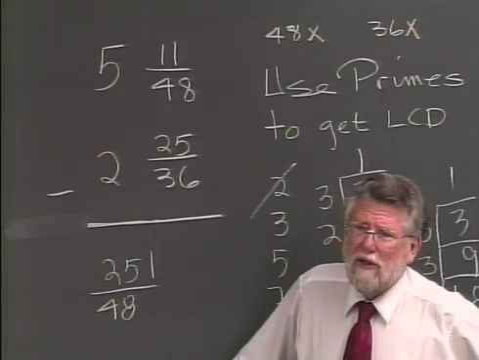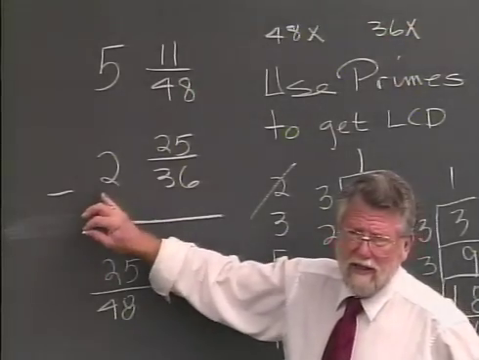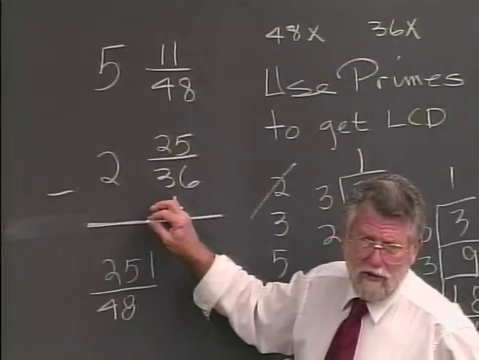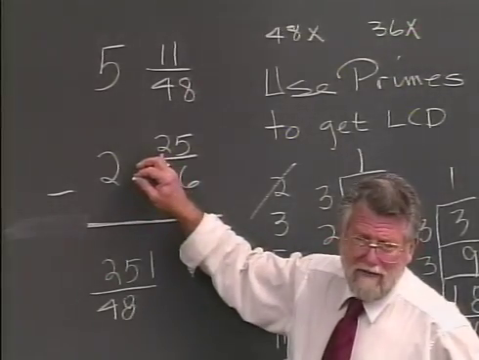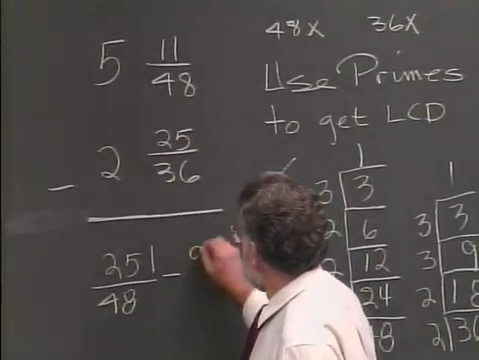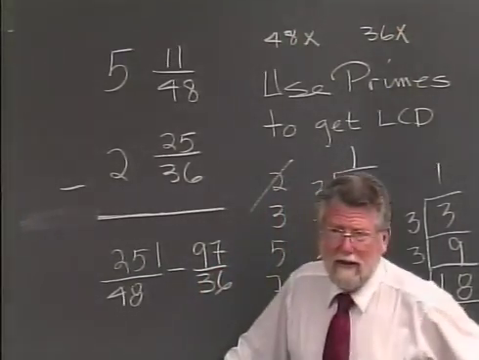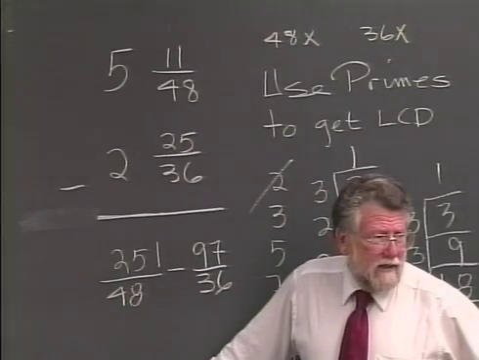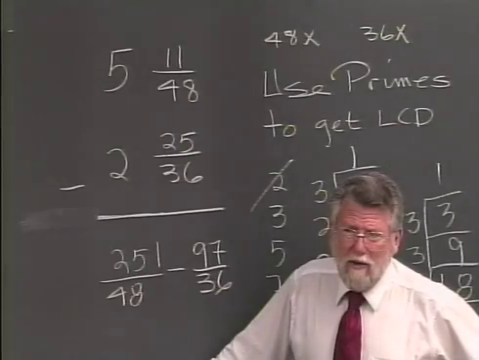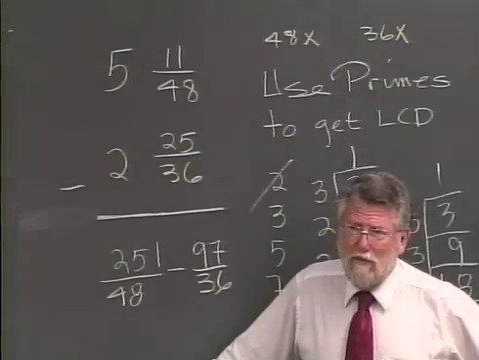What about the next fraction? This one as an improper fraction. 2 times 36 is 72 plus 25, 97 over 36. Things are getting big, right? Might not be the best way of doing this, and I'll just tell you up front, the LCD is 144.